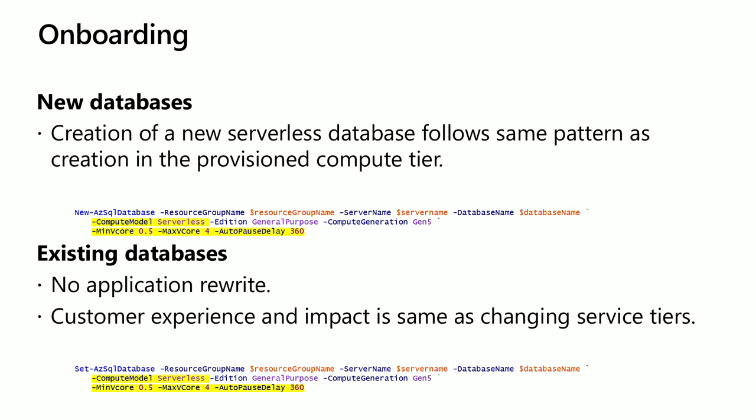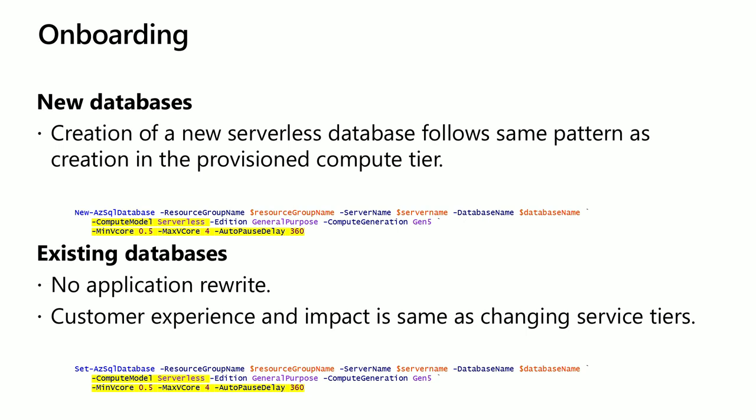You can do it through Portal, PowerShell, whatever your favorite client tool of choice. You can migrate an existing single database to serverless. For example, if you already have single databases and you're seeing this intermittent usage pattern of your CPU, then some of these can be migrated to serverless by just changing the service tier. You don't have to export and import the data.